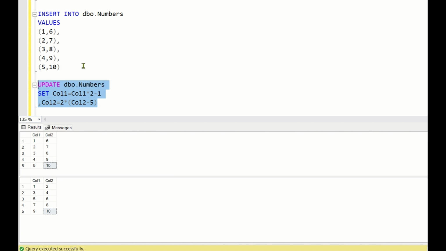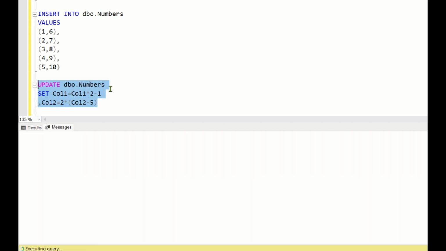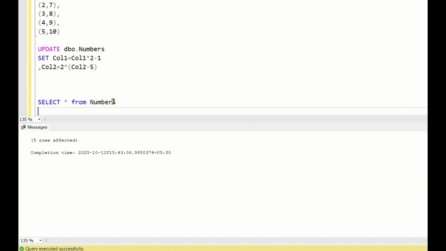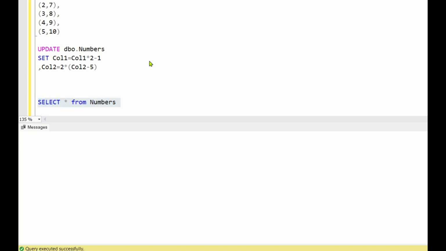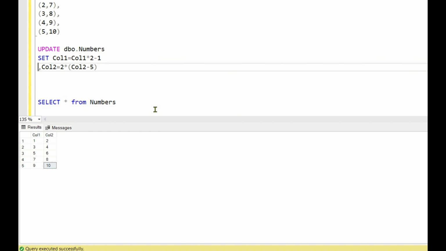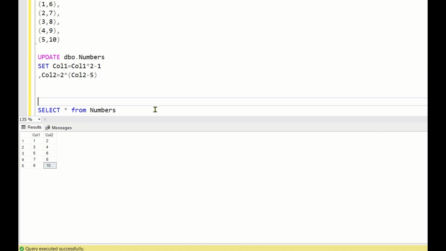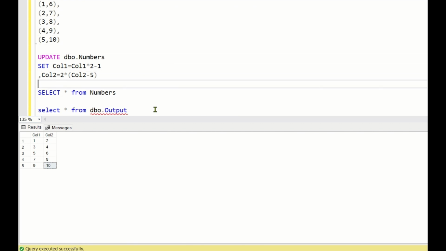Now if you run this update statement, let's see what you get. Select star from numbers. It becomes 1, 2, 3, 4, 5, 6, 7, 8, 9, 10. In this way, you need to update the wrong input to the correct input. Hope you all understood the question and also the solution.